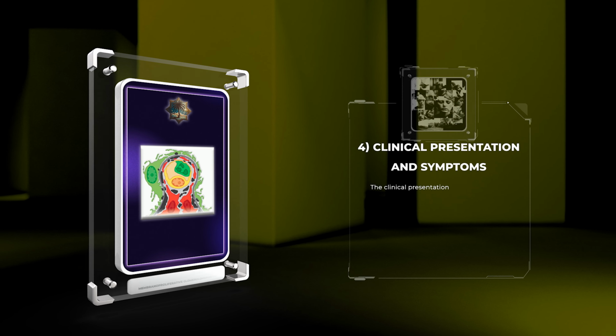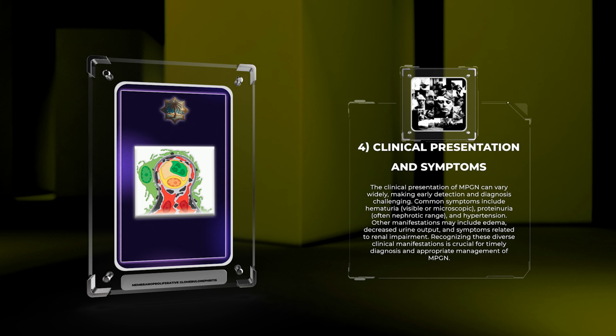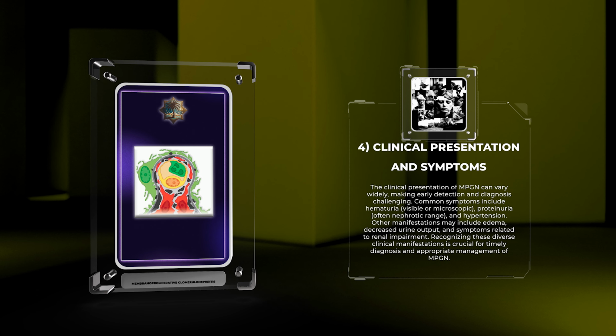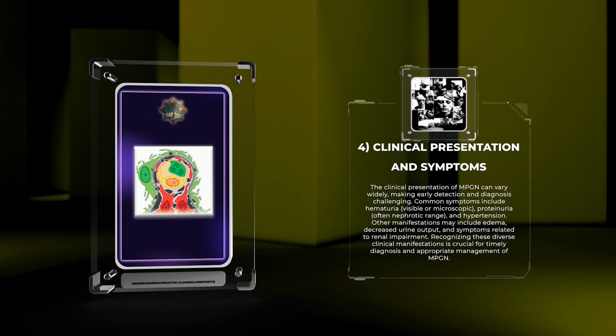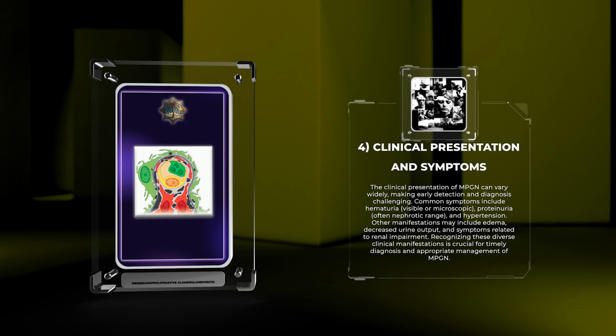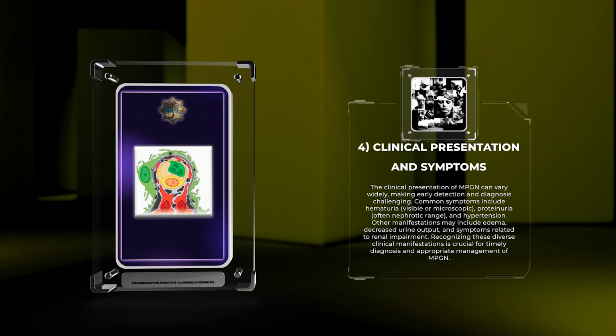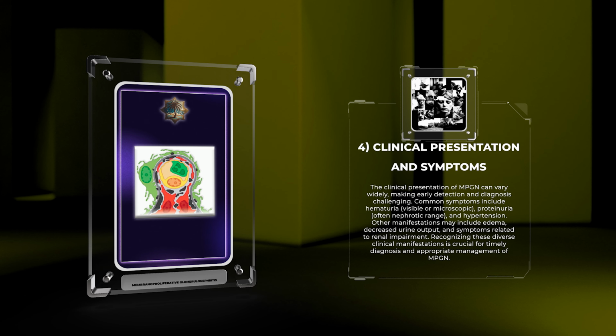The clinical presentation of MPGN can vary widely, making early detection and diagnosis challenging. Common symptoms include hematuria, visible or microscopic, proteinuria, often nephrotic range, and hypertension. Other manifestations may include edema, decreased urine output, and symptoms related to renal impairment. Recognizing these diverse clinical manifestations is crucial for timely diagnosis and appropriate management of MPGN.